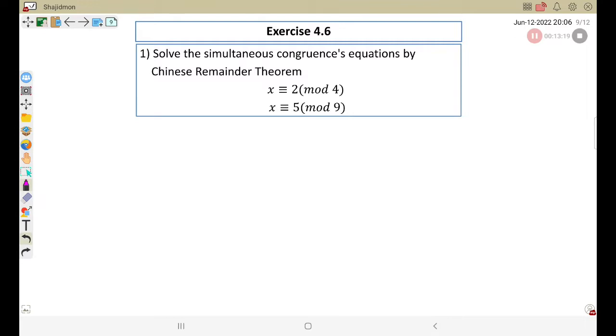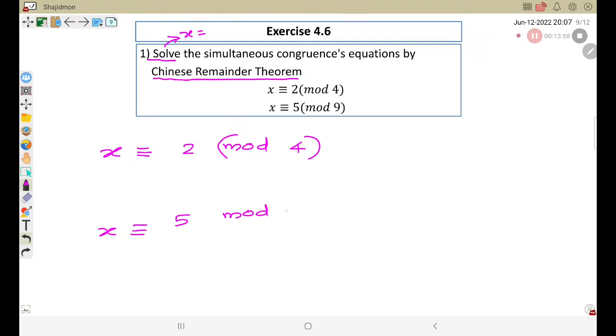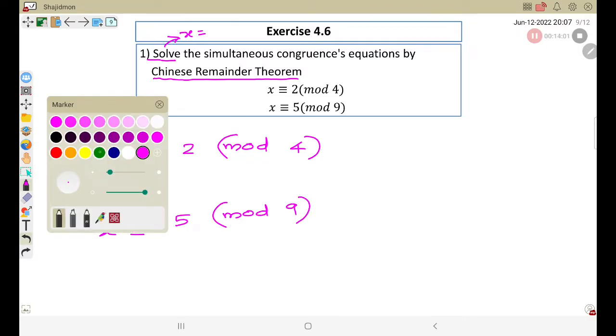Exercise 4.6. Solve the simultaneous congruence equations by using the Chinese remainder theorem. Solve means we need to find the number x. So by using the Chinese remainder theorem, x congruent to 2 mod 4 and x congruent to 5 mod 9. This is the question, so we will do it. These are the two congruence equations.